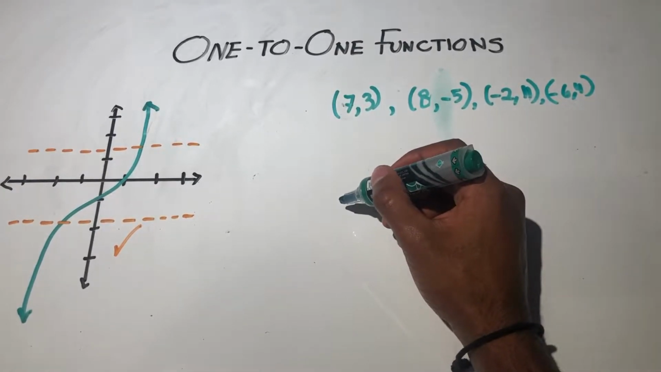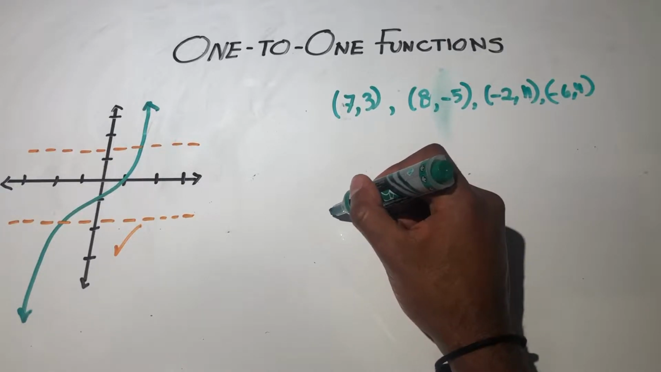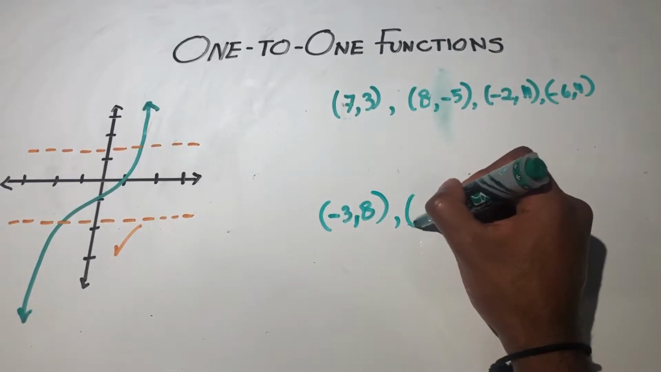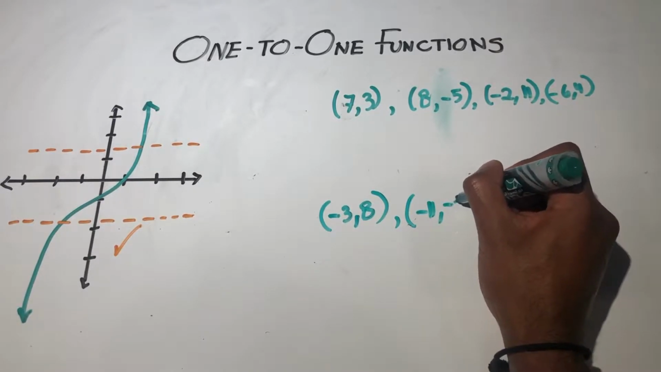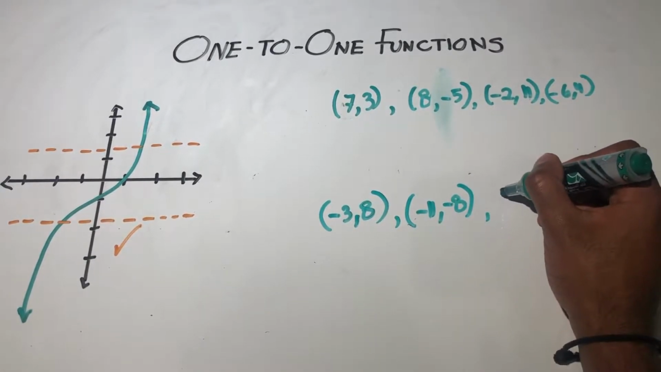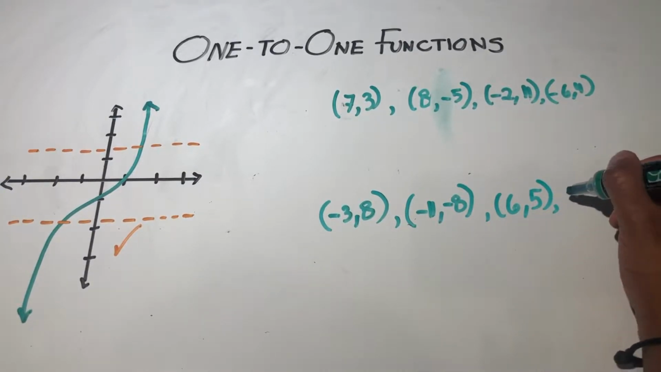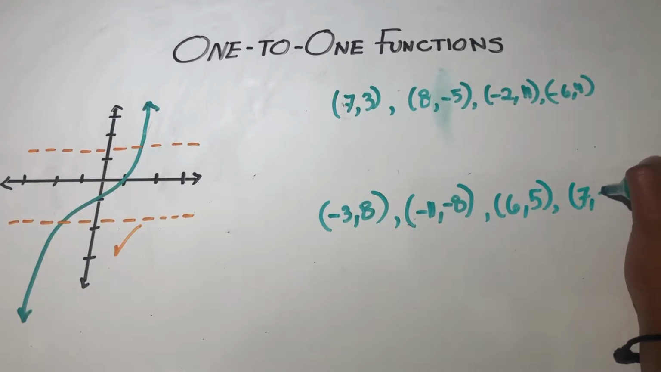And then in another example, we have (-3, 8), (-11, -8), (6, 5), and (7, 8).